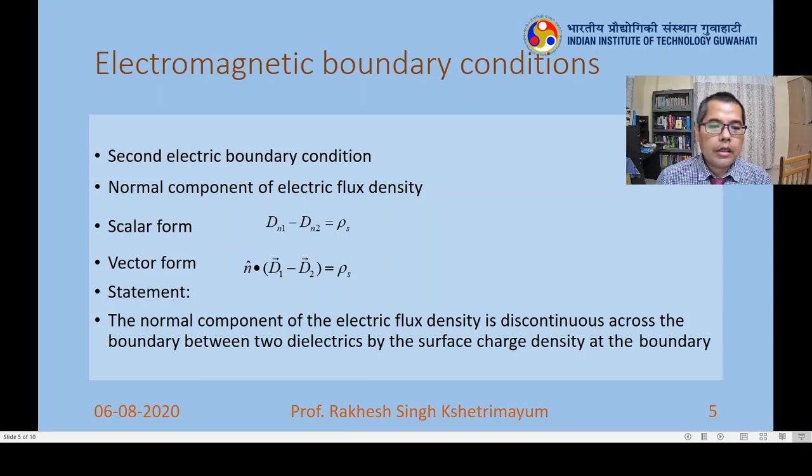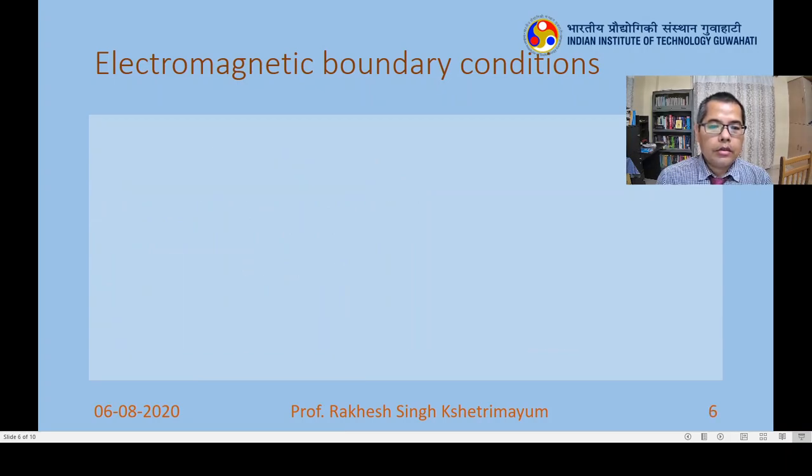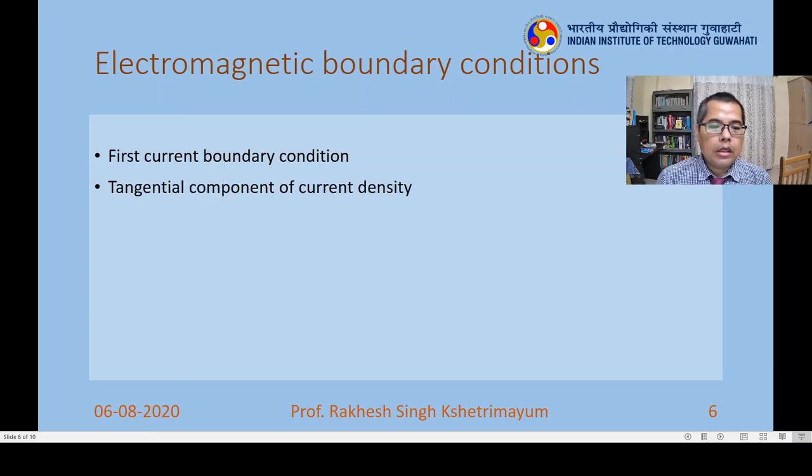So this is the second electric boundary condition. So let us go to the next electromagnetic boundary condition. It is about the electric current boundary condition, and it has to do with the tangential component of the current density. So what is the scalar form of this equation?